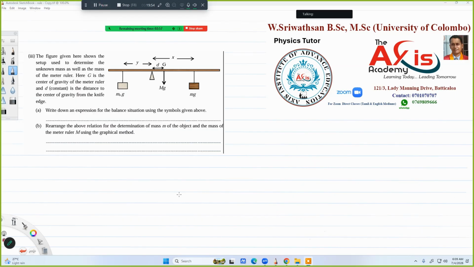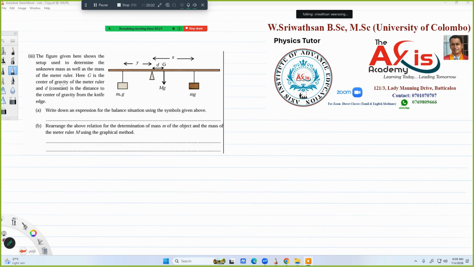The third one. The figure given here shows the setup used to determine the unknown mass. Actually, right, this is a wrong setup. Earlier, they have asked to draw the diagram. Diagram is given here, no? Then meaningless, right? The figure given here shows the setup used to determine the unknown mass as well as the mass of the meter ruler, right? This is something different again, right?